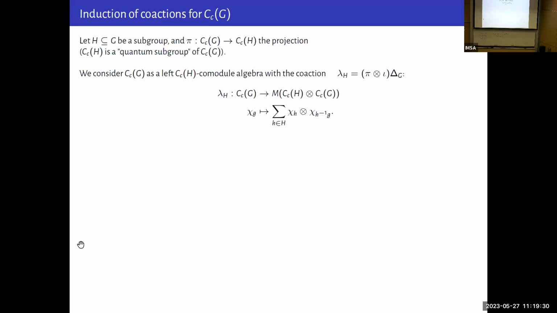So in this case, we have delta evaluated on a characteristic function is the sum over every element in the subgroup H of this tensor product. So we have to apply the multiplication, and then we apply phi to the first tensor. This again is an element of the multiplier algebra because the sum runs over every element of the subgroup.